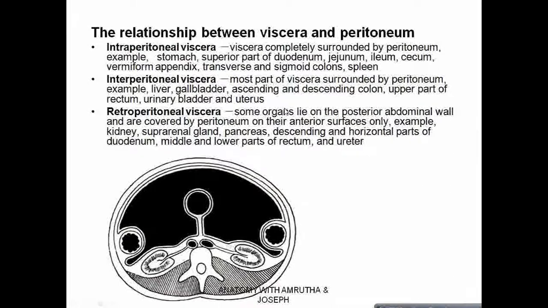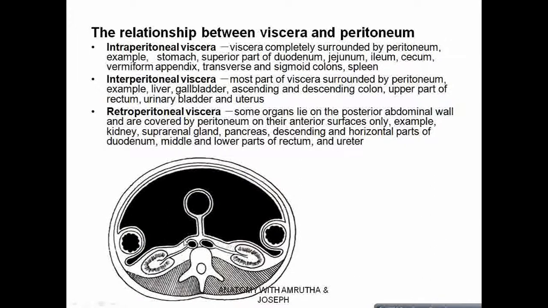Now, how exactly are the viscera related to the peritoneum? According to the relation, we can divide the organs into three types. This is a horizontal section of the abdomen where we can see the peritoneal cavity, represented as the black area. The layers are the parietal peritoneum that is covering the anterior abdominal wall, and the visceral peritoneum, which is covering the organs.